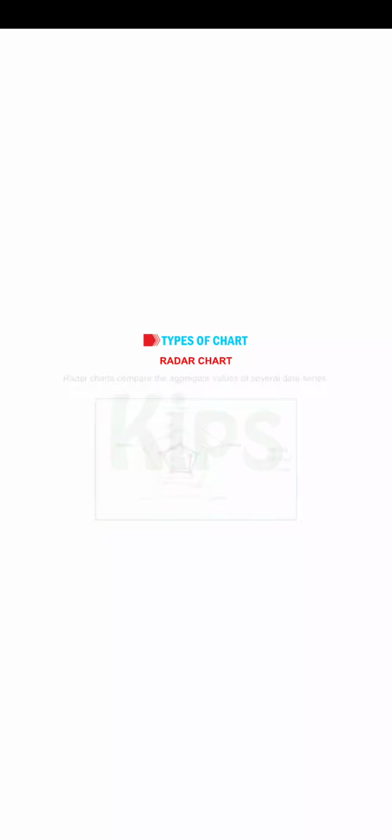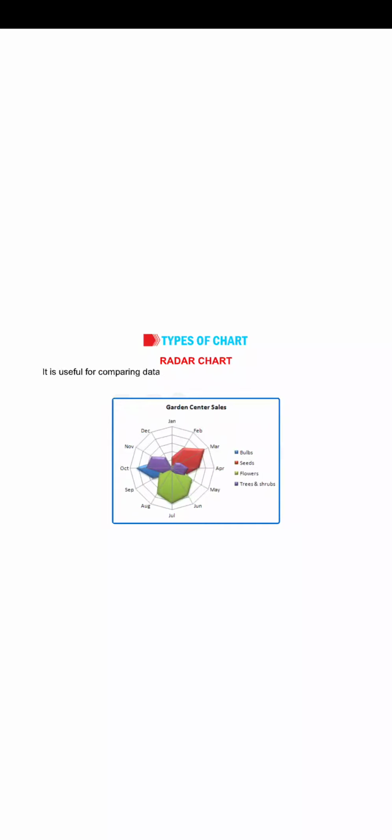Radar chart. This chart looks similar to a spider net. It displays data values plotted as points which are connected by lines to form a grid. Radar charts compare the aggregate values of several data series. It is useful for comparing data that is not time dependent but shows different circumstances, such as variables in a scientific experiment. The poles of the radar chart are equivalent to the y-axis of other charts.